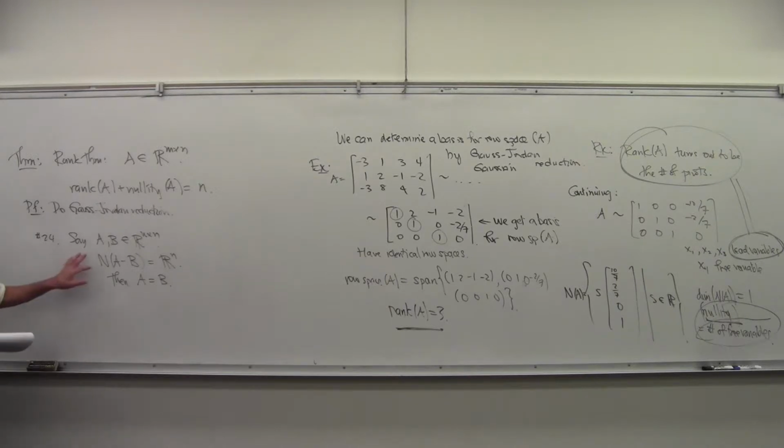So think about this for a minute in the context of the rank theorem. How would you show that these matrices have to be identical? If the null space of their difference is all of Rn, then what does that tell you?